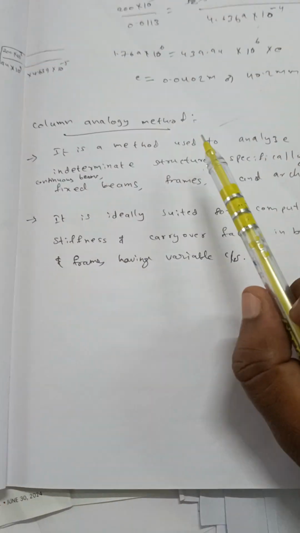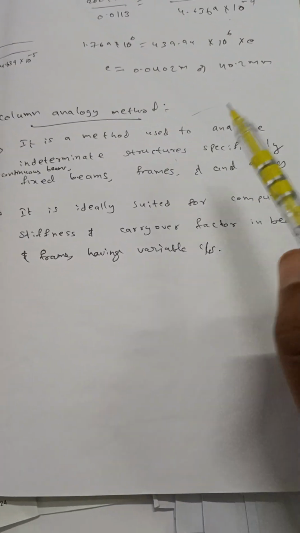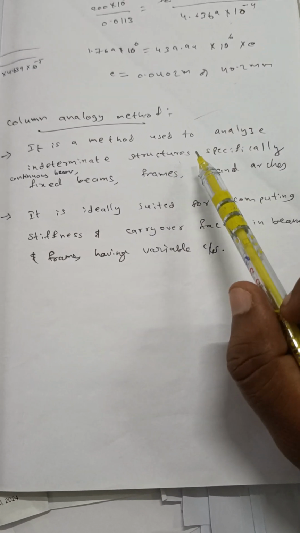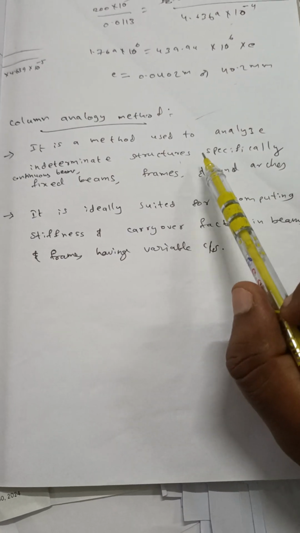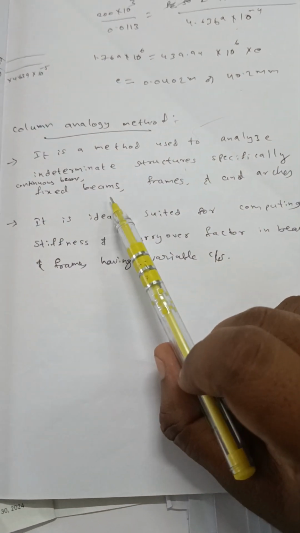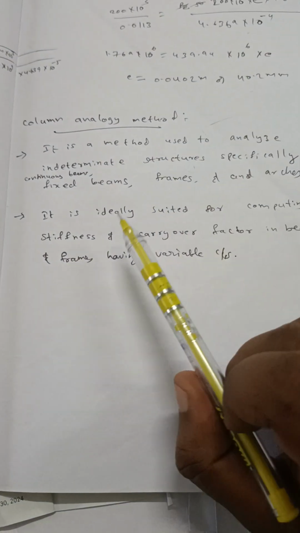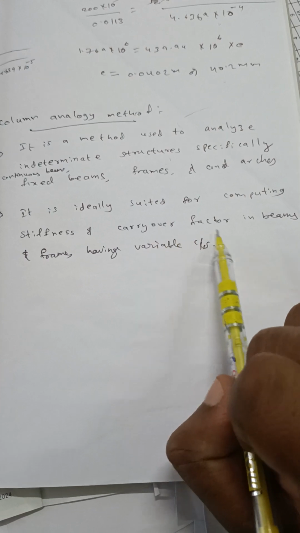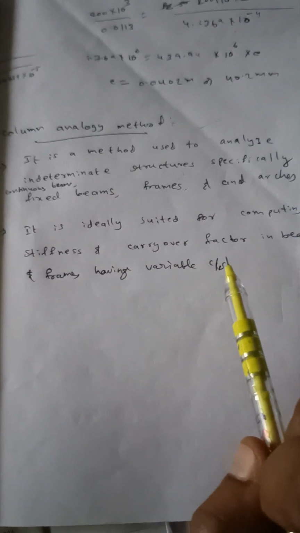And one more concept is the column analogy method. What is the column analogy method? It is a method used to analyze indeterminate structures like continuous beams, fixed beams, frames and arches also. It is ideally suited for computing stiffness and carryover factor in beams and frames having variable cross sections.